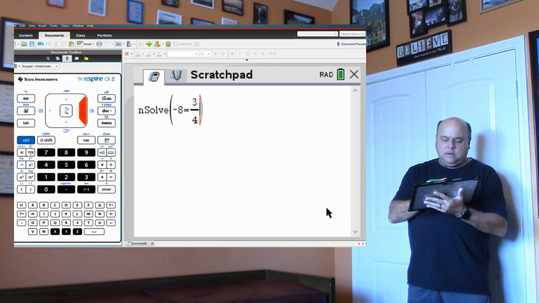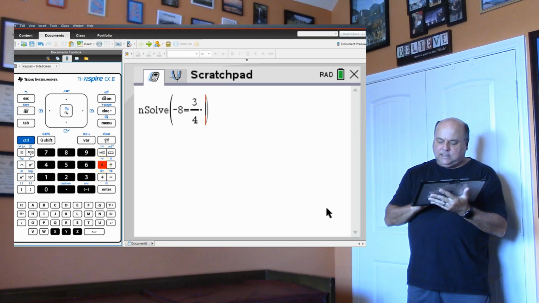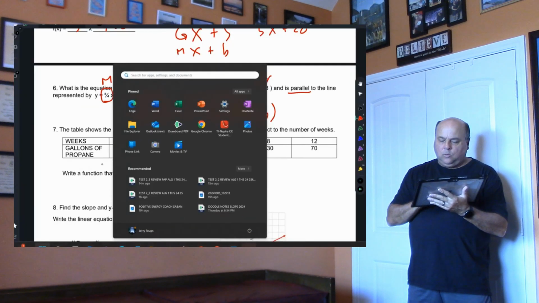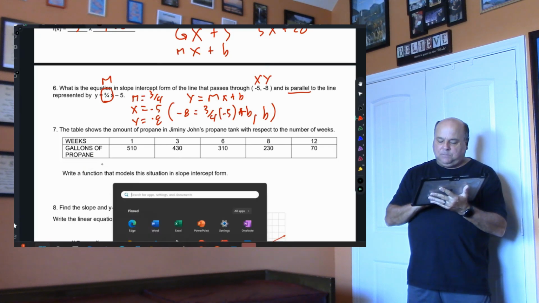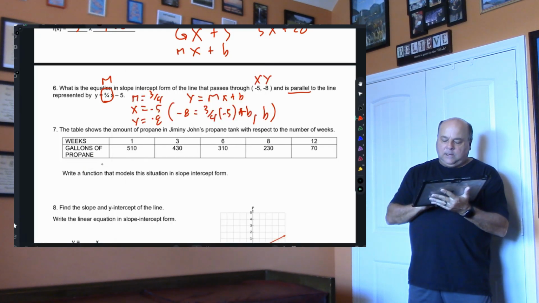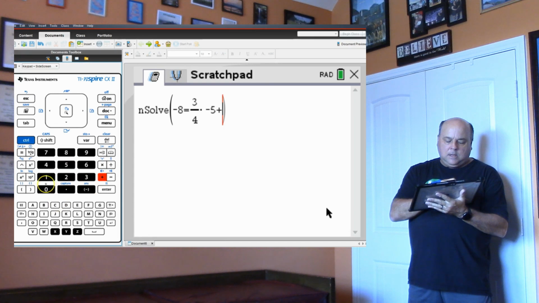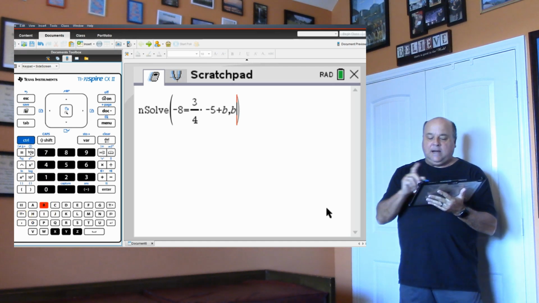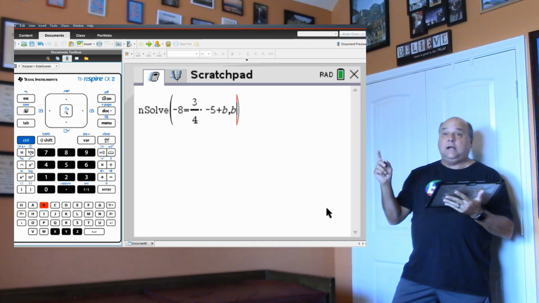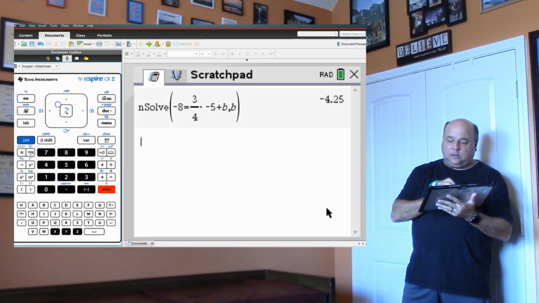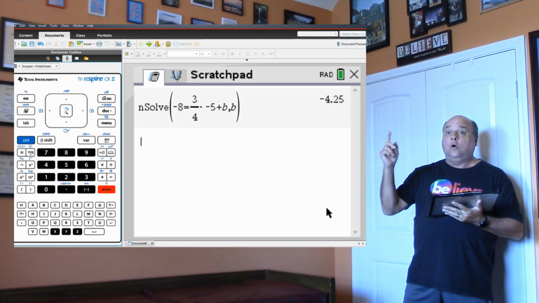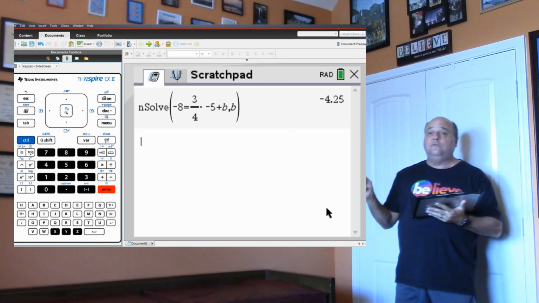Hit the right arrow button. And then times, I need to multiply that by, what is it? -5 plus b. And then I need to solve this for b, comma b. This is going to be a fraction, okay? So I've typed it in: -8 equals 3/4 times -5 plus b, comma b, hit enter. And my y-intercept, or my b, is going to be -4.25.